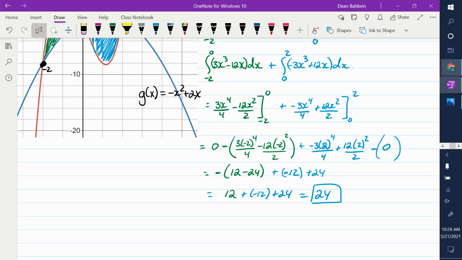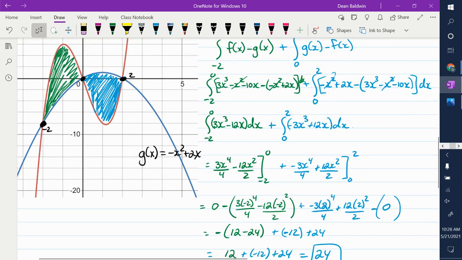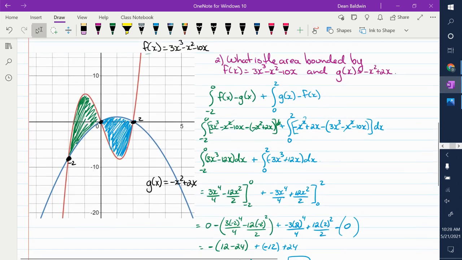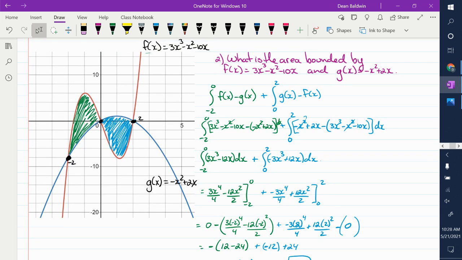So here, the point is, it's all about the setup. Look at the graph. They're going to flip. I'm going to give you a question like this, where the top function flips halfway through. Set them up properly. Simplify first, and then integrate. And then when you're integrating, just be careful with your signs when you're plugging stuff in.